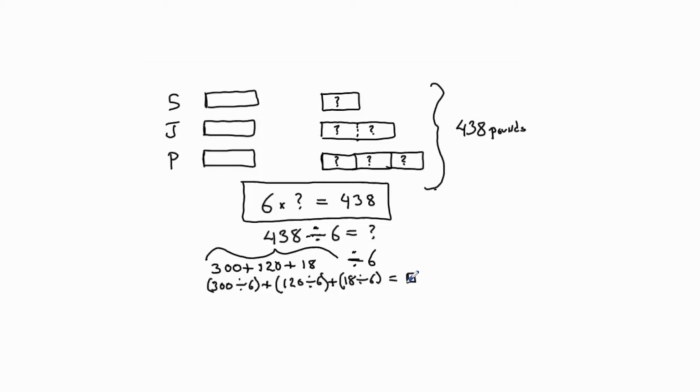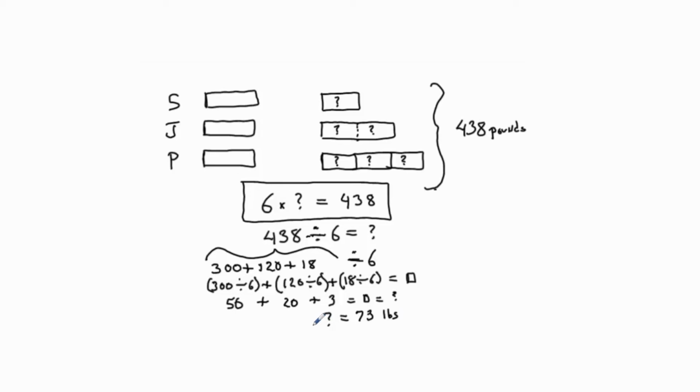So when I go through here, 6 goes into 300 what? Goes into 30 five times, so this is 50. Check. 6 times 50 is 300. 2 50s is 100, and there are 6 of them, so that's 300. Plus, 6 goes into 120 20 times. Double checking, 6 times 20 is 120. Plus, 6 goes into 18 3 times. So I know that the box or the question mark is equal to 50 plus 20, which is 70, plus 3, so that's 73. So I know that Sammy weighs 73 pounds.